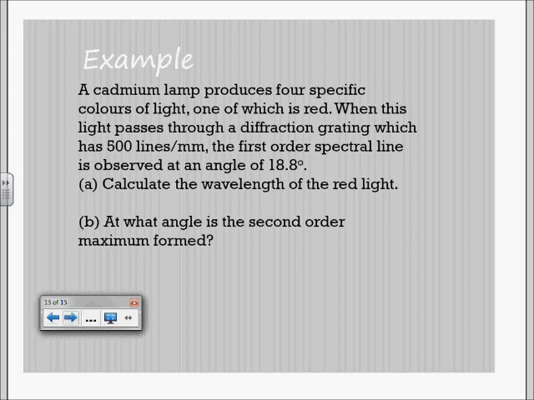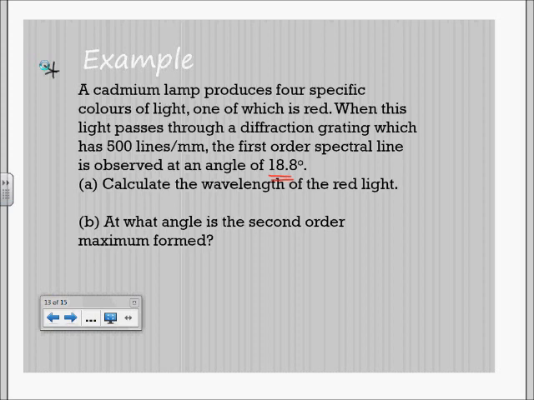Okay, an example which I'd like you to write into your notes and work your way through. We're talking about a cadmium lamp. I've shown you a sodium lamp in class. Cadmium, simply another metal that produces particular wavelengths of light that are characteristic of the cadmium atom, and we're just concentrating on one of those waves, which is the red one, and we're saying that we get our first order maximum at an angle theta of 18.8 degrees. You're asked to calculate the wavelength of the light.